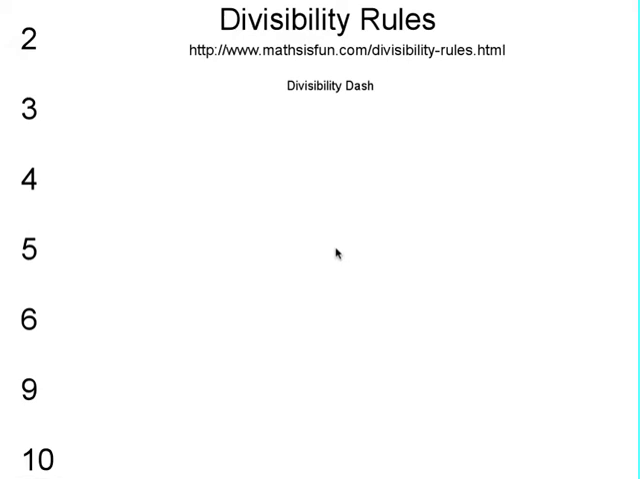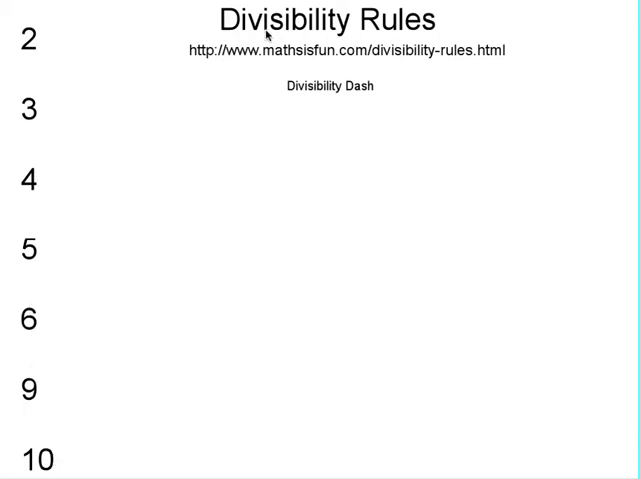Today we're going to talk about the divisibility rules, and it's kind of some different, for lack of a better word, tricks to help you know if a number is divisible by other numbers. And the numbers that we're going to be focusing on are 2, 3, 4, 5, 6, 9, and 10.